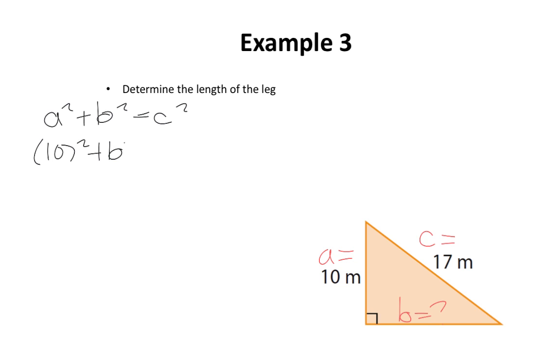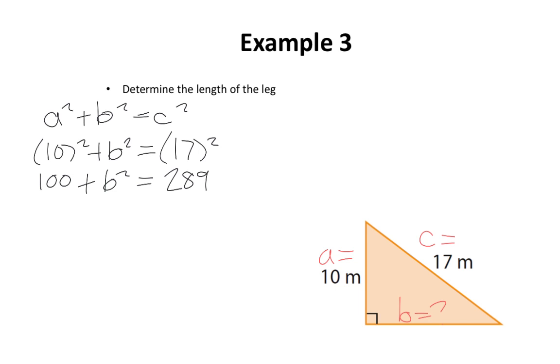So I'm going to put 10 in brackets over here. I do not know what b is, so I'm going to leave that alone. I do know what c is equal to. C is 17. I'm going to put that in brackets. Remember, when you're squaring something, you're multiplying that number by itself. You're not multiplying by 2. So 10 squared is 10 times 10, which is 100. B squared hasn't changed. And 17 squared is 17 times 17, which is 289.